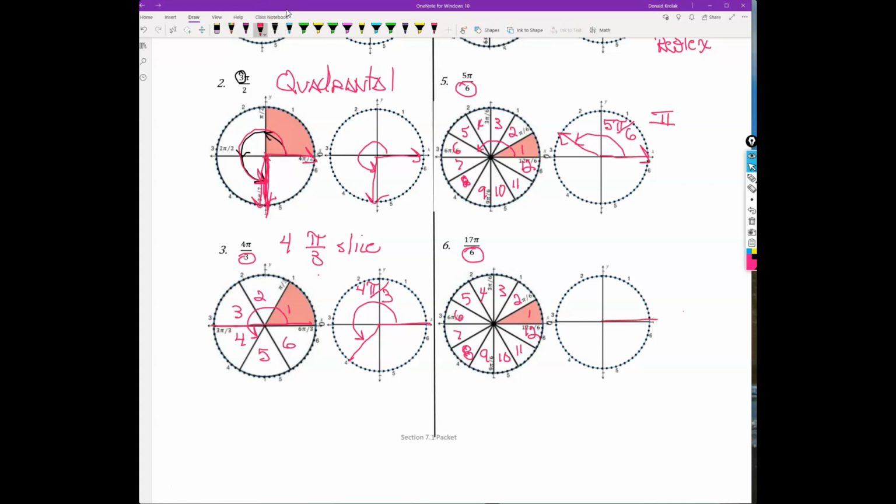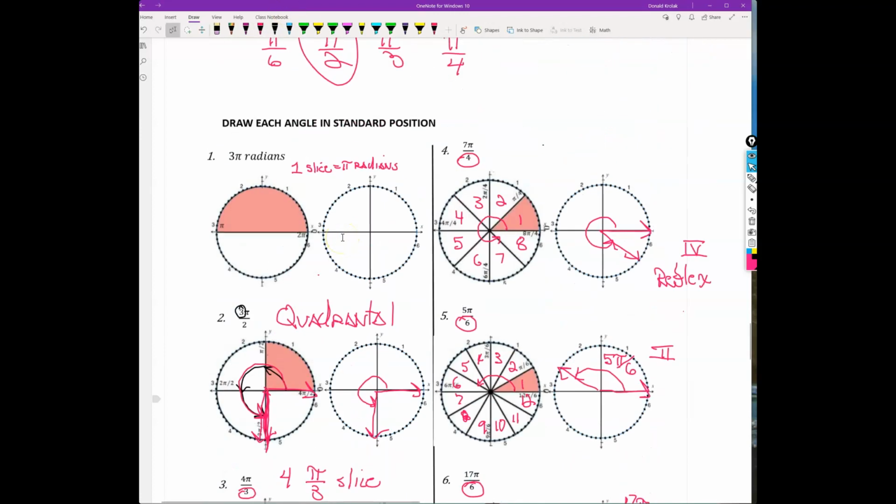So a standard angle starts on the positive x-axis. And we're going to go 1, 2, 3, 4, 5, 6, 7, 8, 9, 10, 11, 12, 13, 14, 15, 16, 17. So it's going to end right there. So to get that angle, we had to go all the way around one time and then almost another half. And that is 17 pi over 6.